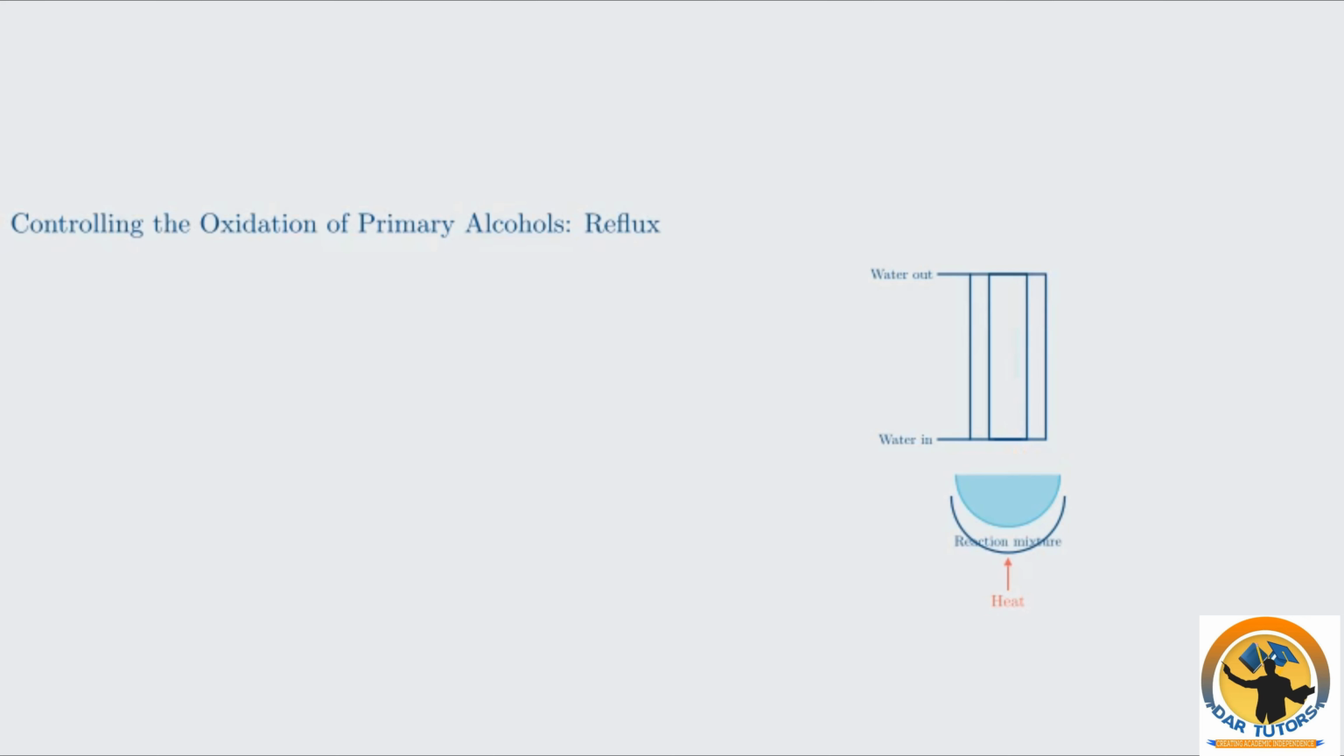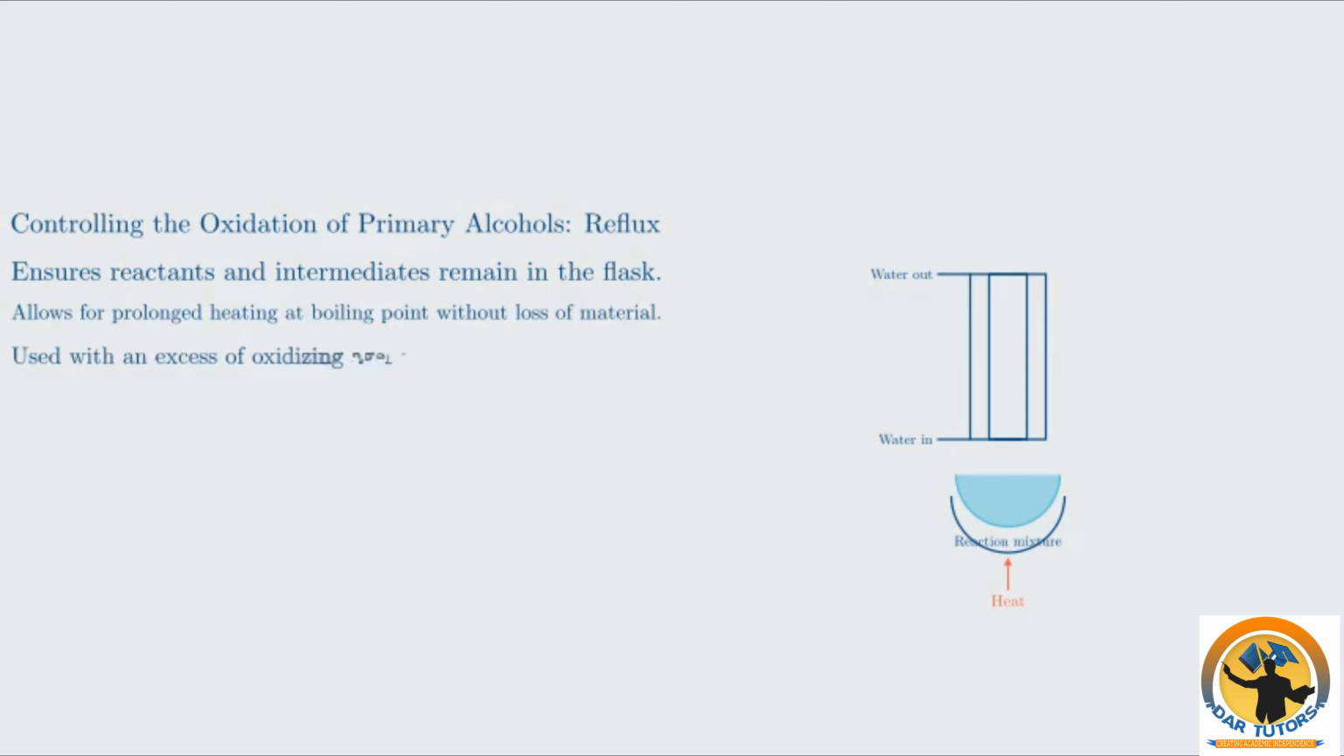This allows the mixture to be heated at its boiling point for an extended period, without any loss of volatile reactants or products. Heating under reflux ensures that all the alcohol and the intermediate aldehyde stay in contact with the oxidizing agent until they are completely converted to the carboxylic acid. Using an excess of the oxidizing agent further guarantees full oxidation.